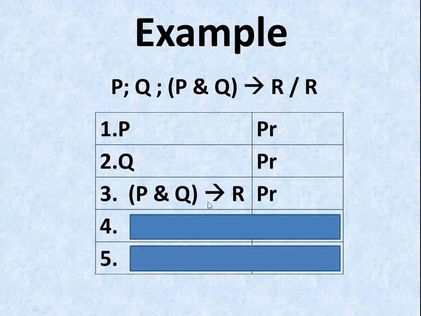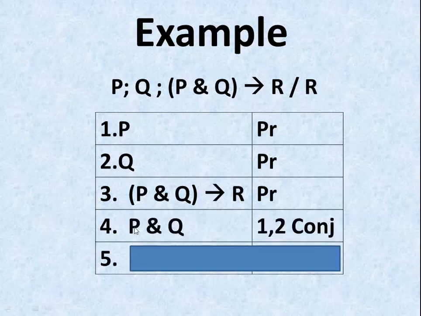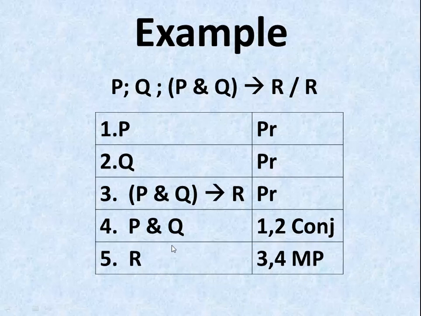Well, I don't have this part yet unless I put these two together. And that's going to be your first step. I have P, I have Q, therefore I have P and Q, using numbers 1 and 2 and the conjunction rule. Now I have the this, right? If this, then that. I now have this, therefore that. And that's classic modus ponens, 3 and 4.